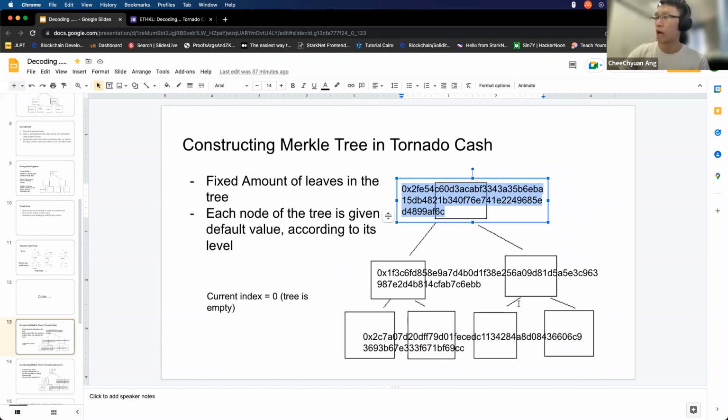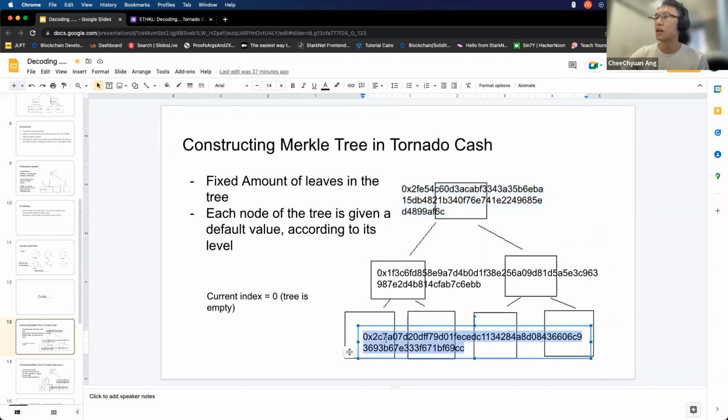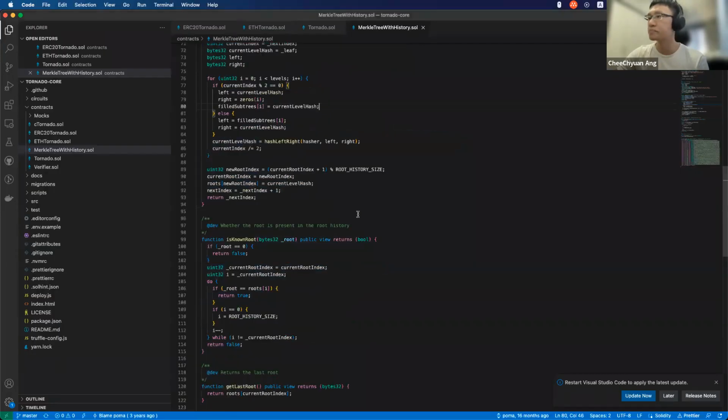The reason they want to do that is that they don't want to look through everything to initiate the hash for all the nodes, because there are 2 to the power of 32 of them. So it's very inefficient to do so. So what they do is that whenever they see an empty node, they just assign the value according to the layer. Let's jump back to the code to see what we mean by that.